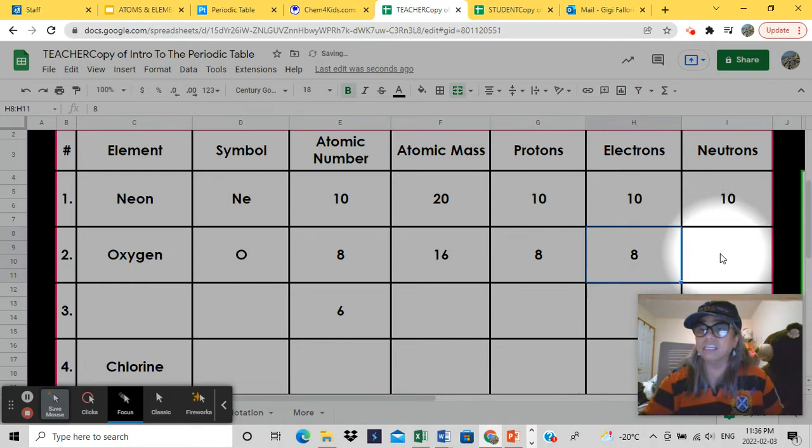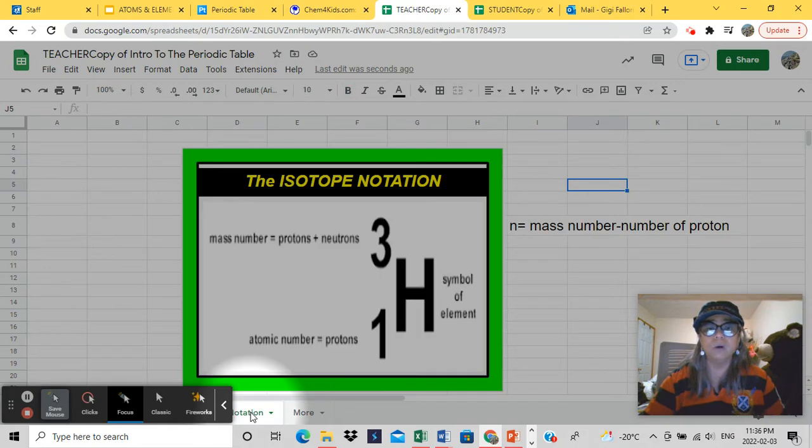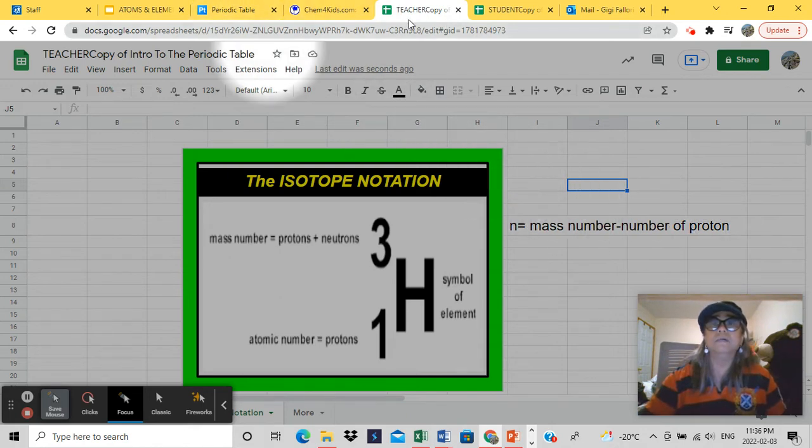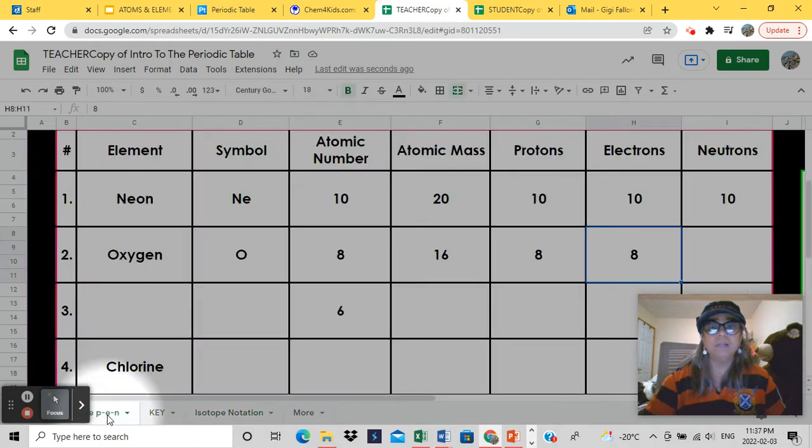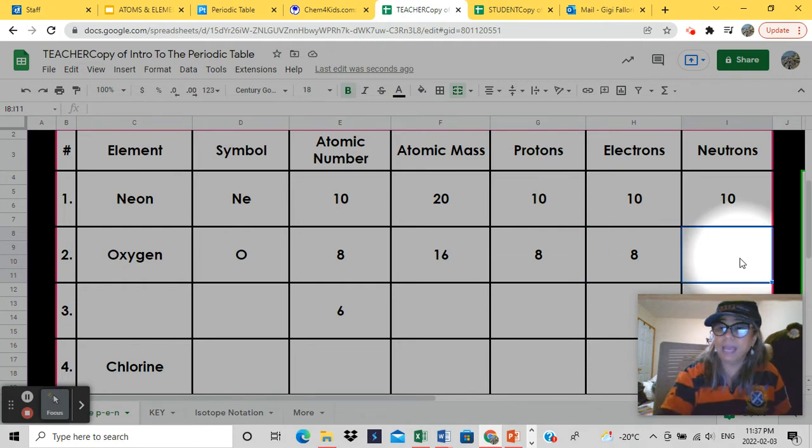And how do you figure out the number of neutrons again? If you are at a loss, you can always go to the notation. The number of neutrons is the mass number minus the number of protons, right? So let's go back to our table here. So mass minus the number of protons. So 16 minus 8, what do you think? It would be 8, right?